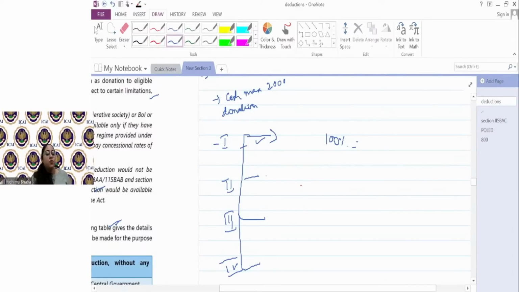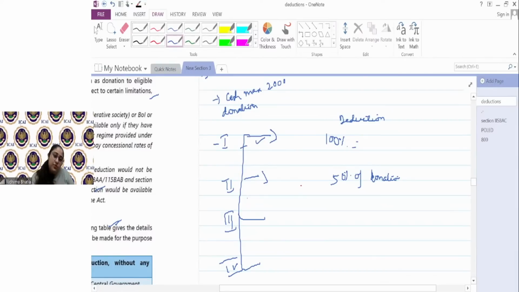Second category has only one name now. If the donation is made to that particular fund, I will get 50% of the amount of donation as deduction. ठीक है. तो इसका क्या मतलब हुआ, 50% of the amount of the donation as deduction. मतलब suppose I made a contribution or donation of 10,000, I'll get 5,000 as deduction. If I made a donation of 2 lakhs, I'll get 1 lakh as deduction.